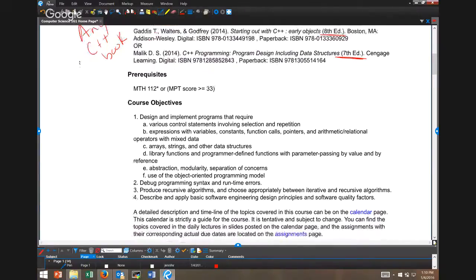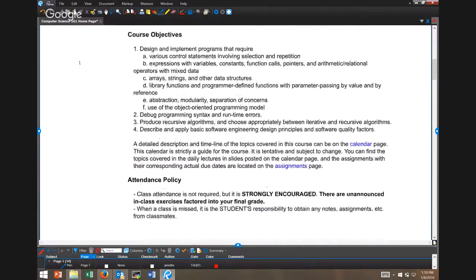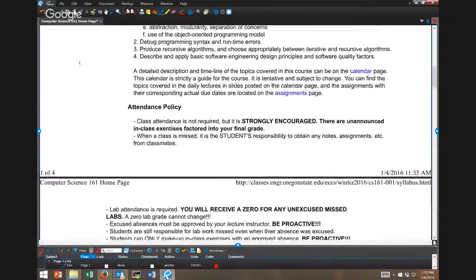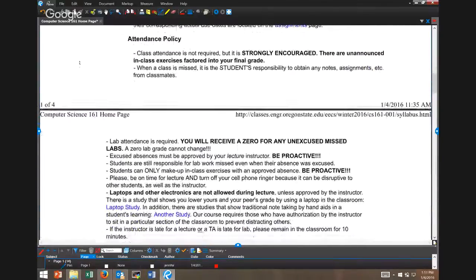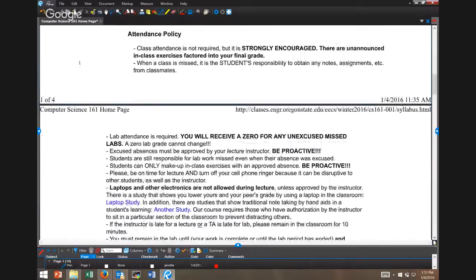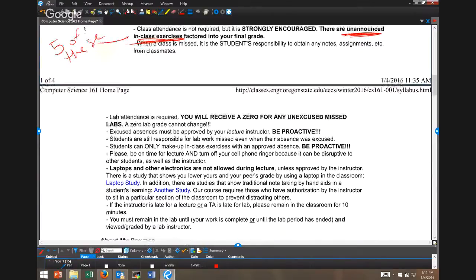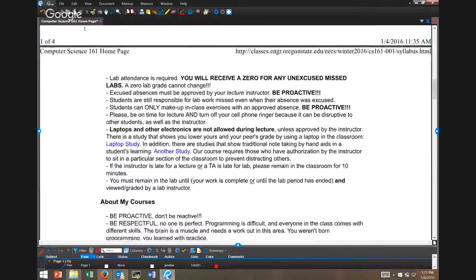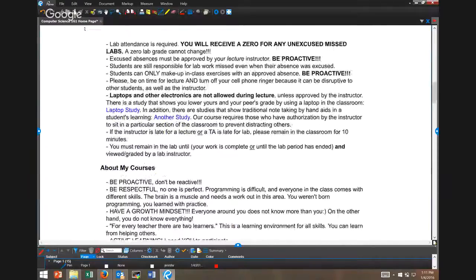And you can look on your own with course objectives. Attendance policy, I don't have an attendance policy. I will say that there are unannounced in-class exercises. There are 5 of these, and therefore if you miss one of those, you do get a 0 for that exercise. And the exercises are 10% of your grade.